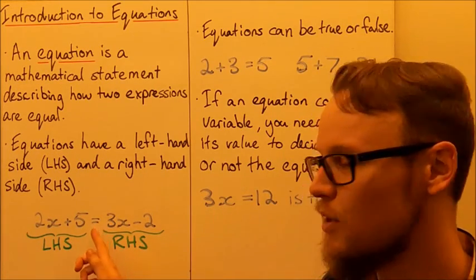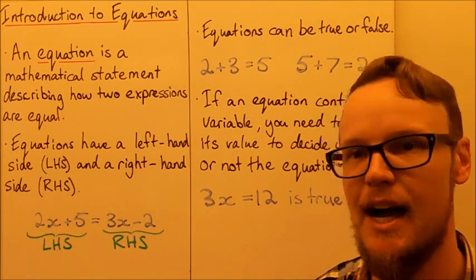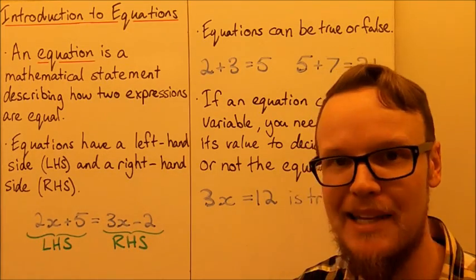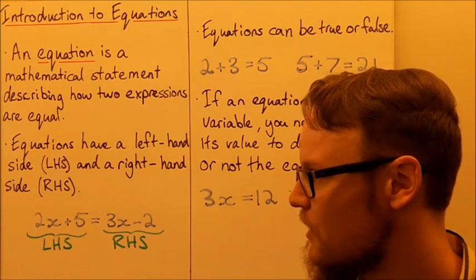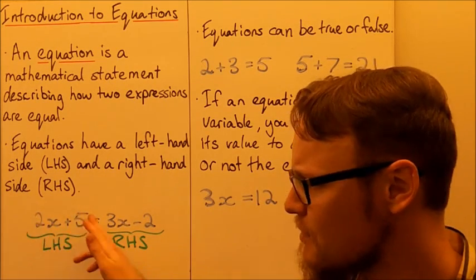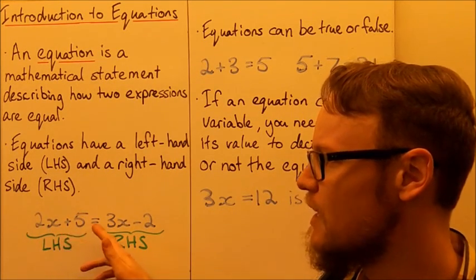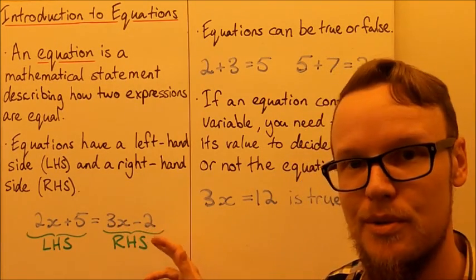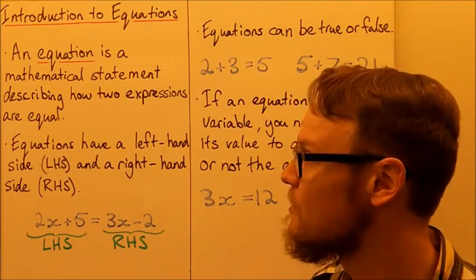The way it really works is it's like a set of scales saying that whatever is on the left-hand side is equal and balanced with whatever's on the right-hand side. So the value of 2x + 5 is the same value as 3x - 2. So they're balanced on the scales.